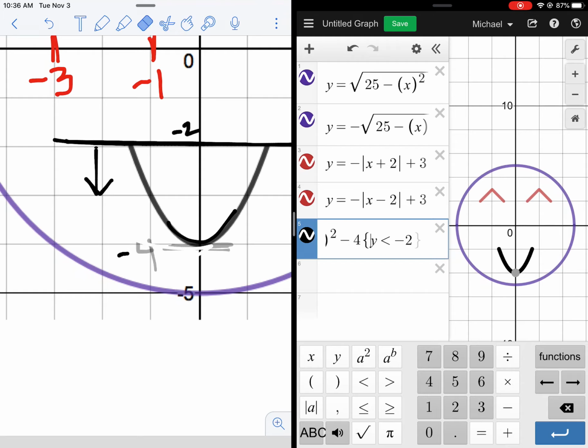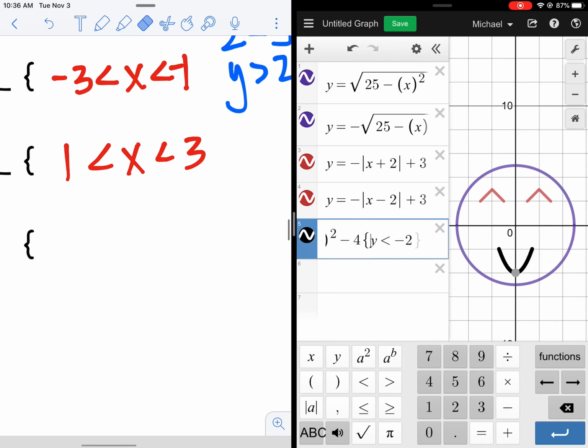I like just showing it as everything that's below -2. I want to keep everything below -2. And that's what we have in brackets. Okay. So I'd say y less than -2. And that's it. There's a little smiley face.